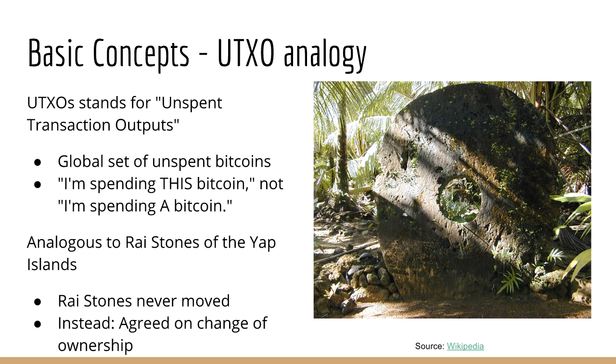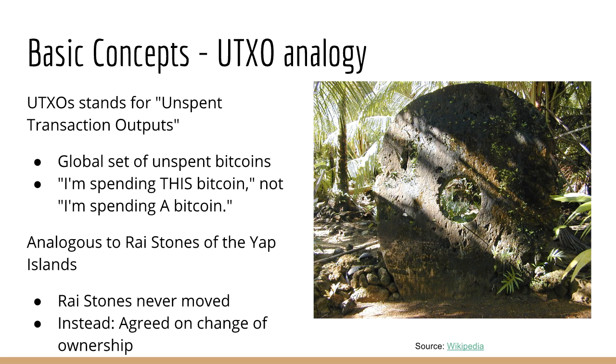Okay, so like what I've been saying, in Bitcoin you don't have an account with a balance that you're just subtracting from. You're spending from unspent transaction outputs, or UTXOs. This is a term that you'll hear a lot in this space. You can think of the UTXO set as the global set of unspent Bitcoins. And this is how you measure how many Bitcoins there are in the ecosystem. And one way to illustrate it is this: I'm not spending a Bitcoin, I'm spending this one very particular Bitcoin.